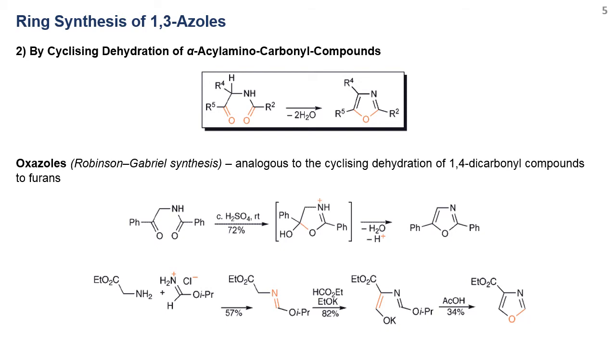Another way to synthesize oxazole is by cyclizing dehydration of an alpha acyl amino carbonyl compound. If you look at the name, the carbonyl group is here in the molecule, and it has the amino group alpha to it, which is this component, and the acyl group attached to the amino group here. If you dehydrate this molecule twice, you are going to form the oxazole, which is equivalent to the cyclization of a 1,4-dicarbonyl compound into a furan ring.